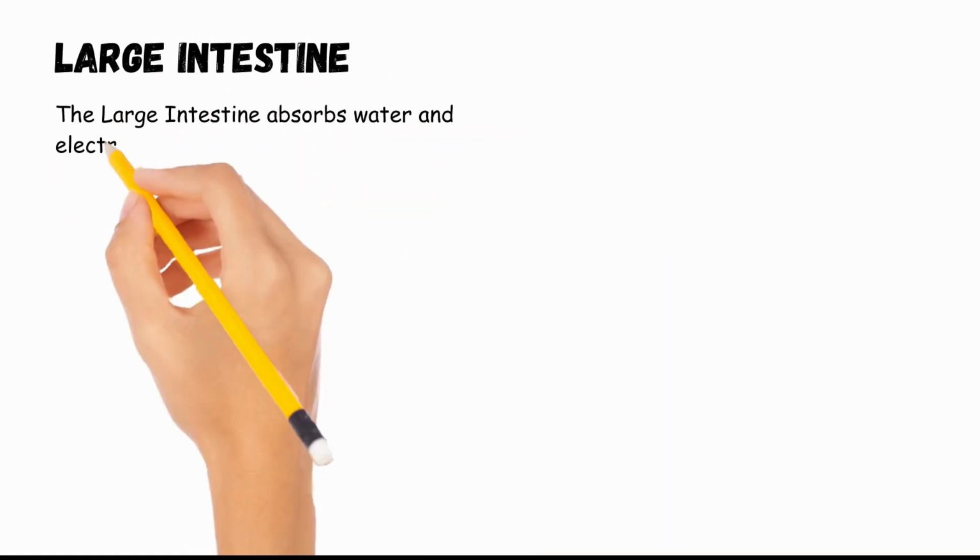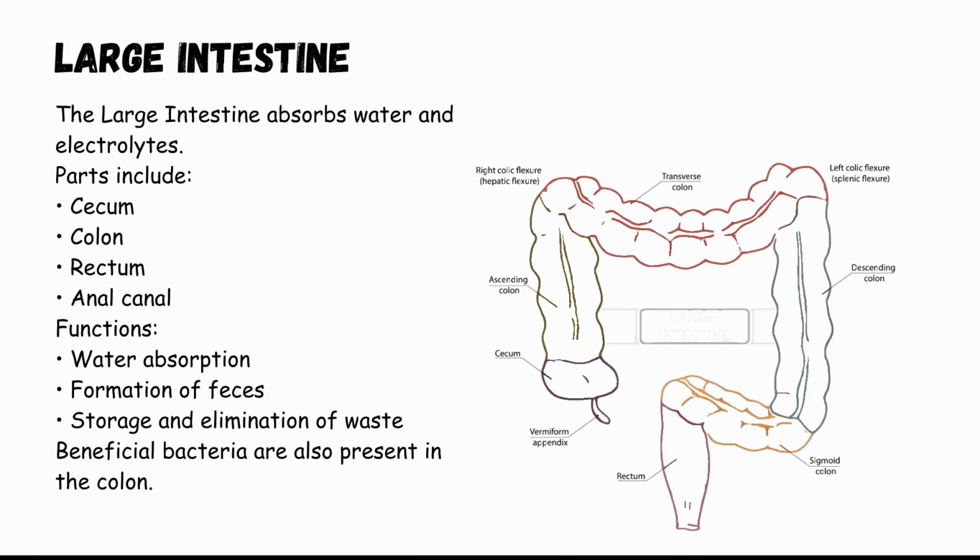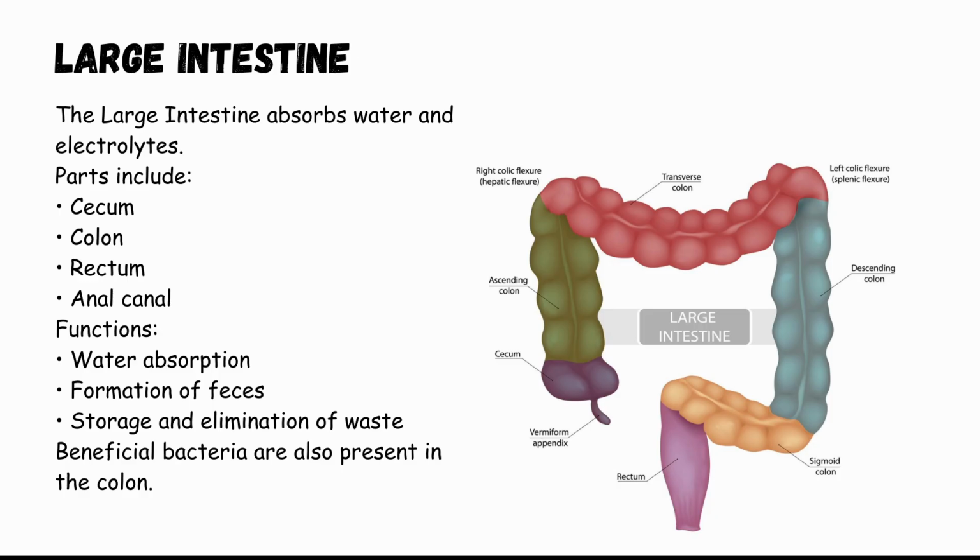The large intestine, also known as the colon, is responsible mainly for absorbing water and electrolytes from the remaining digestive material. It is shorter than the small intestine, but has a larger diameter. The major parts of the large intestine include the cecum, the colon, the rectum, and the anal canal.